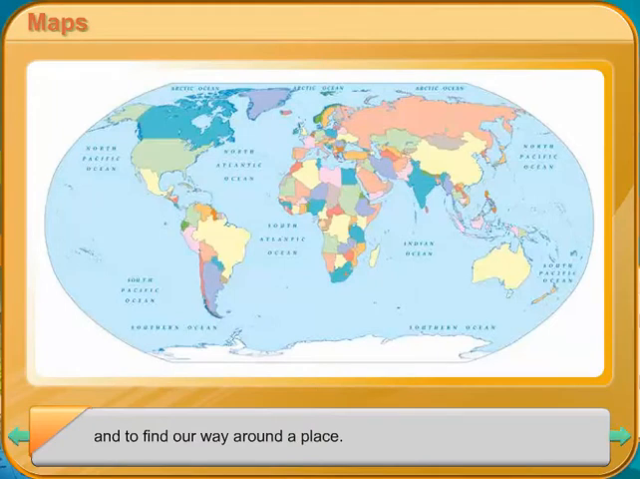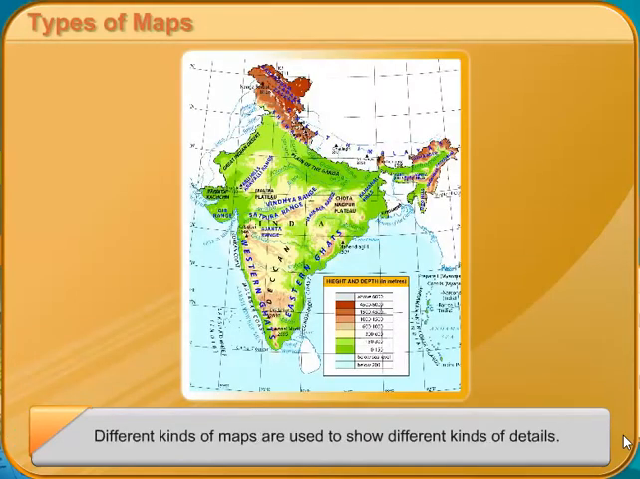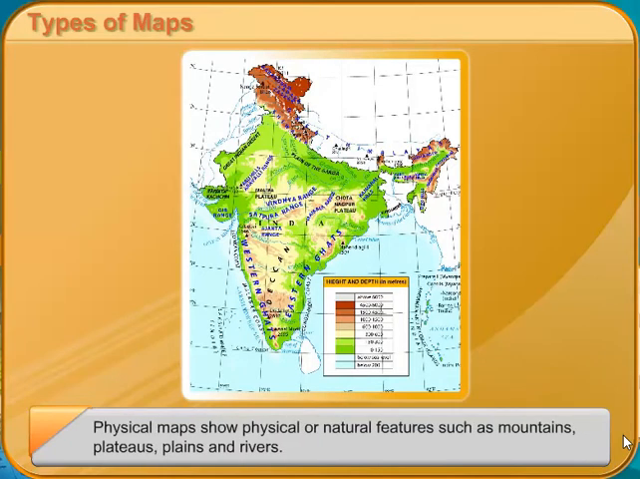Types of maps. Different kinds of maps are used to show different kinds of details. This is a physical map of India. Physical maps show physical or natural features such as mountains, plateaus, plains, and rivers. This is a political map of India. Political maps show different countries and states, as well as the capital cities and important towns.